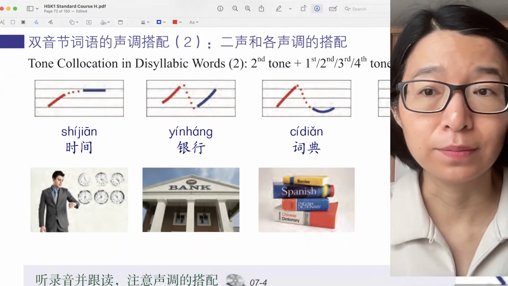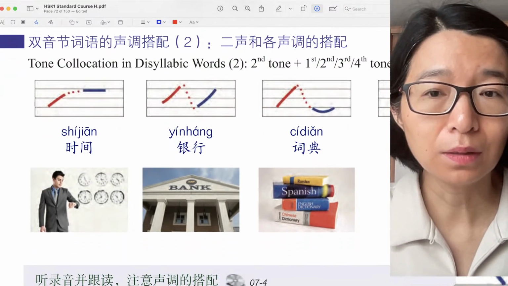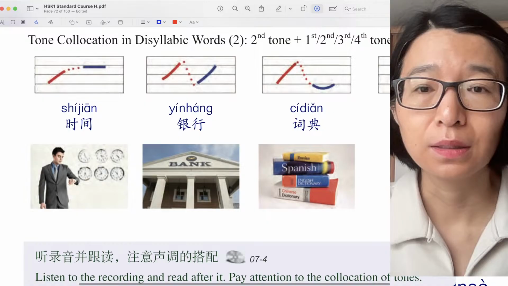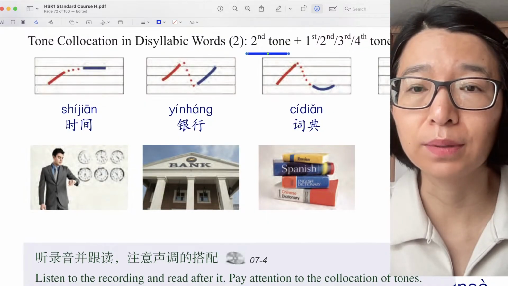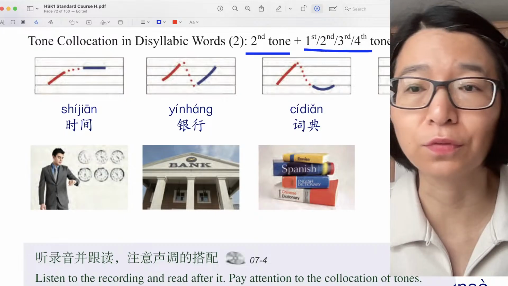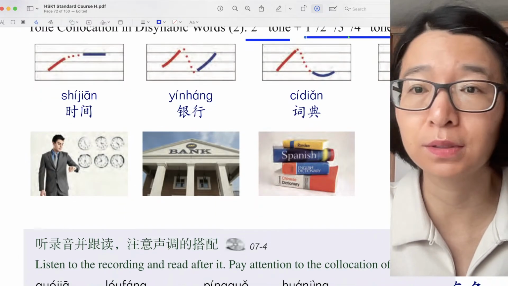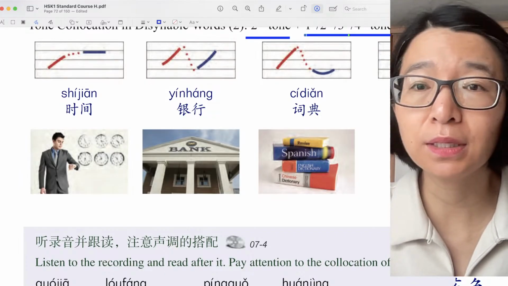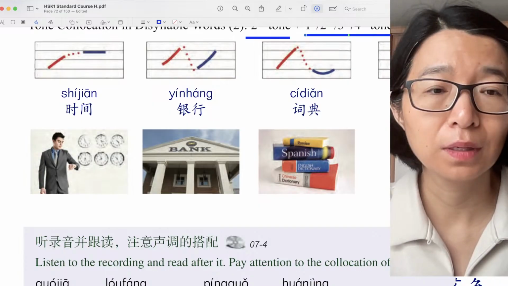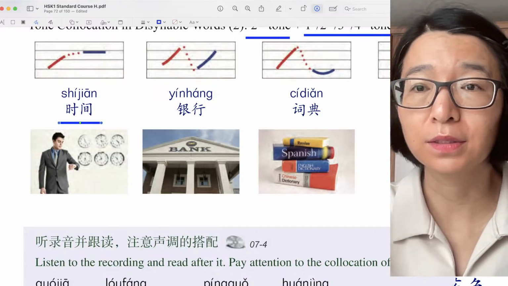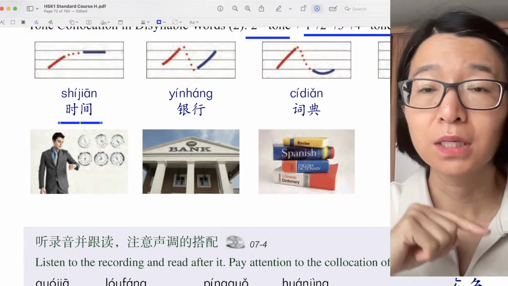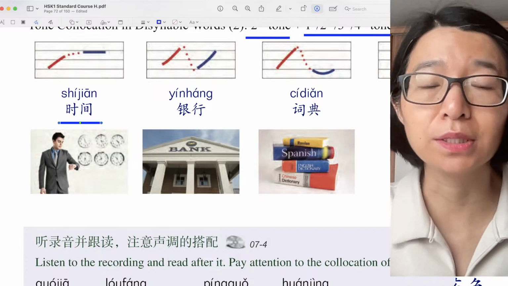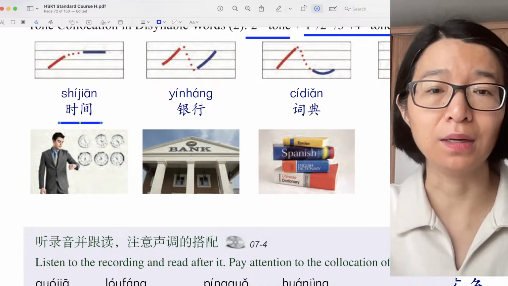Let's move on to this part. It's about tone pairs. It's about the second tone plus the first, second, third, and fourth tones. The first word is 时间, rising tone and first tone. Let's read together. 时间, which means time.